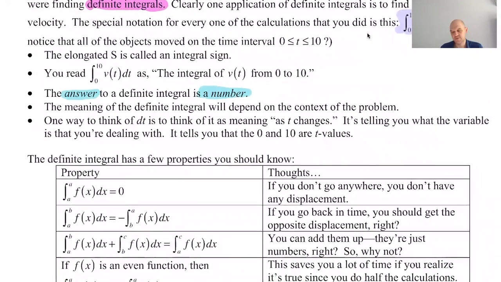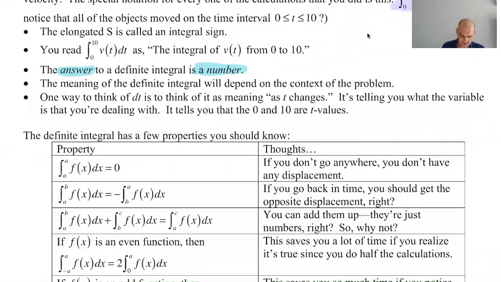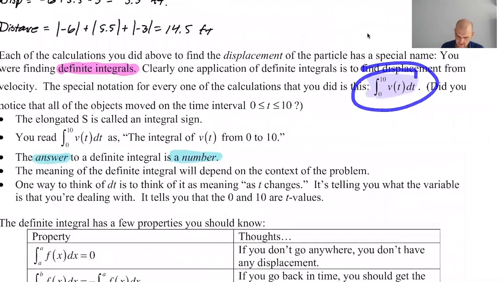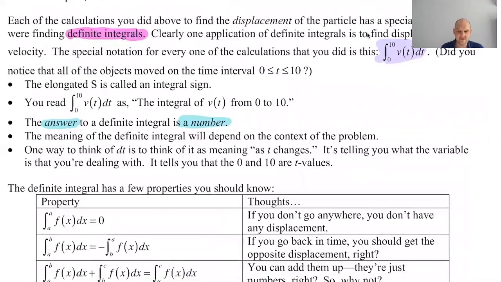And then the meaning depends on the context of the problem. In everything we did so far, the meaning of our definite integral is basically the displacement. Displacement is a very common interpretation of a definite integral, but there's a lot of them. And dt, I think of as t changes or delta t, right? You're doing base times height, and the base is delta t, and the height is v of t, or the function. It tells you the variable that you're dealing with, and it tells you that in this notation 0 and 10 are t values. If it said dx, they would be x values. So it just depends on what the variable is.